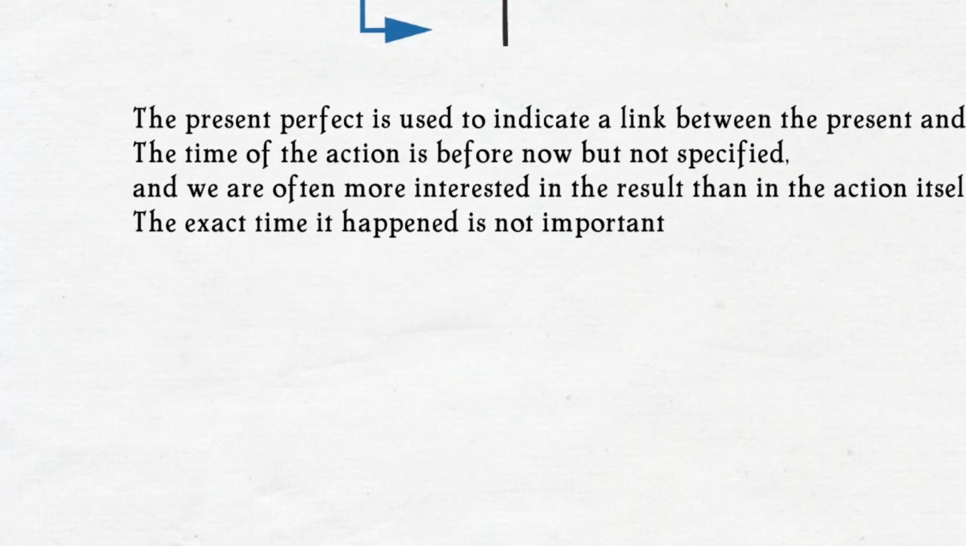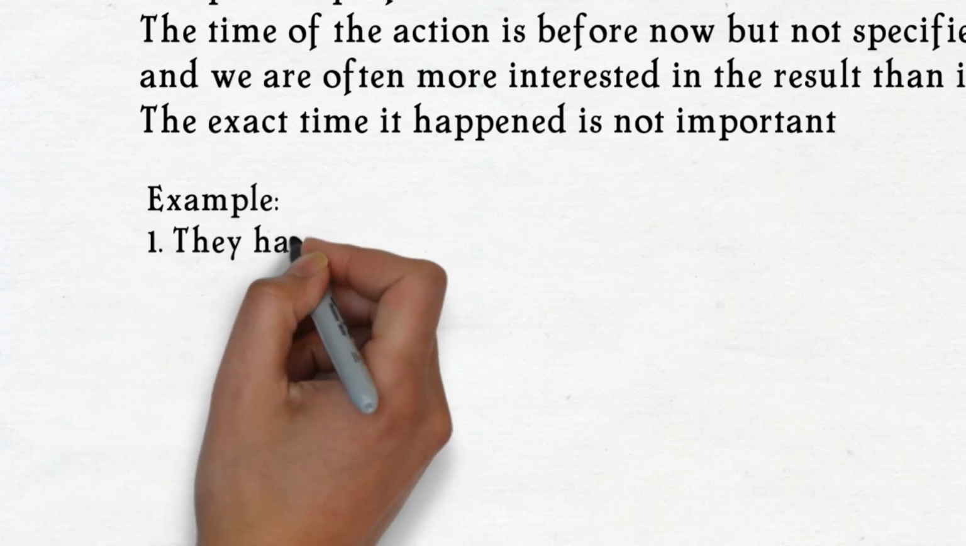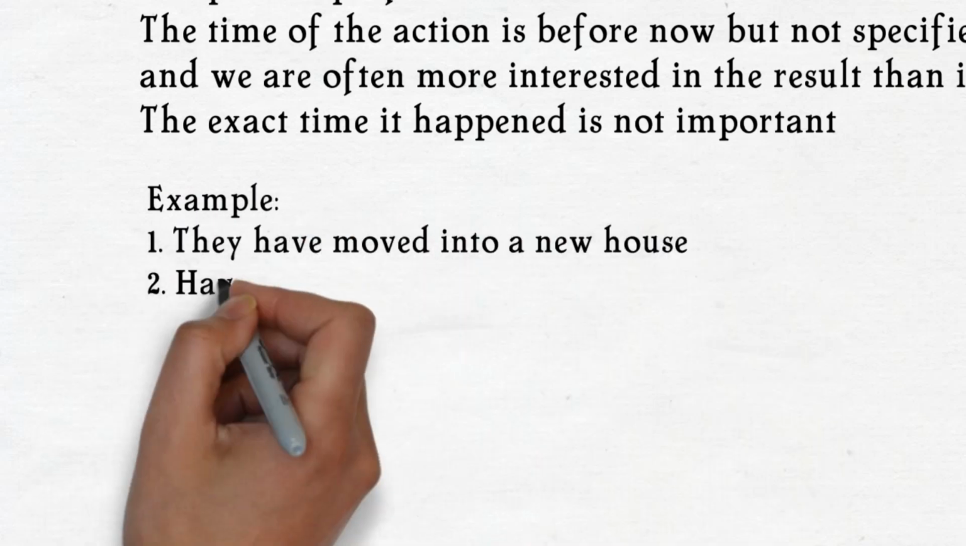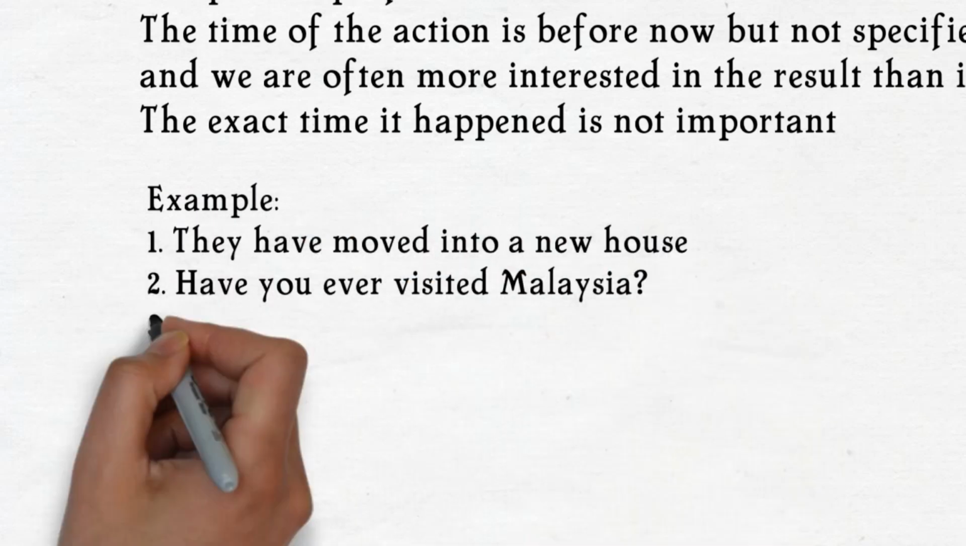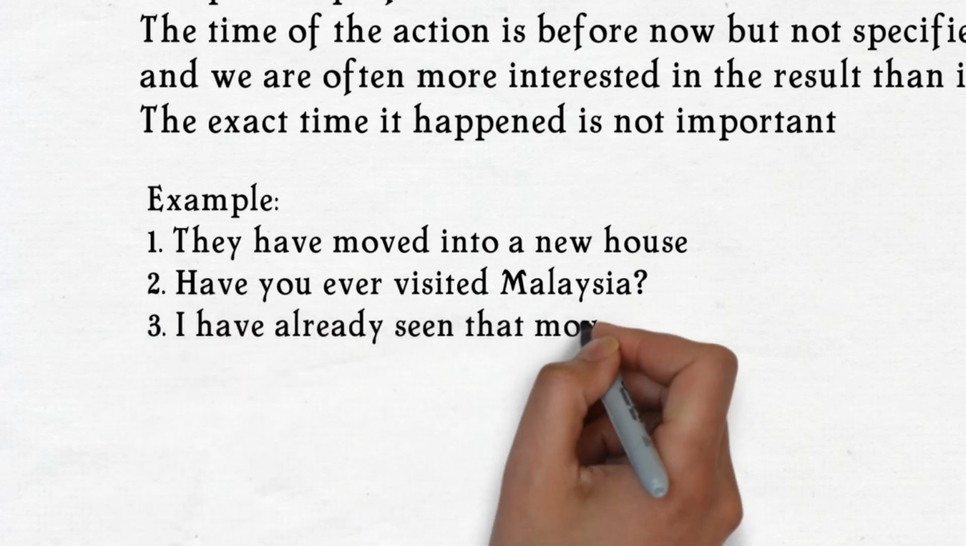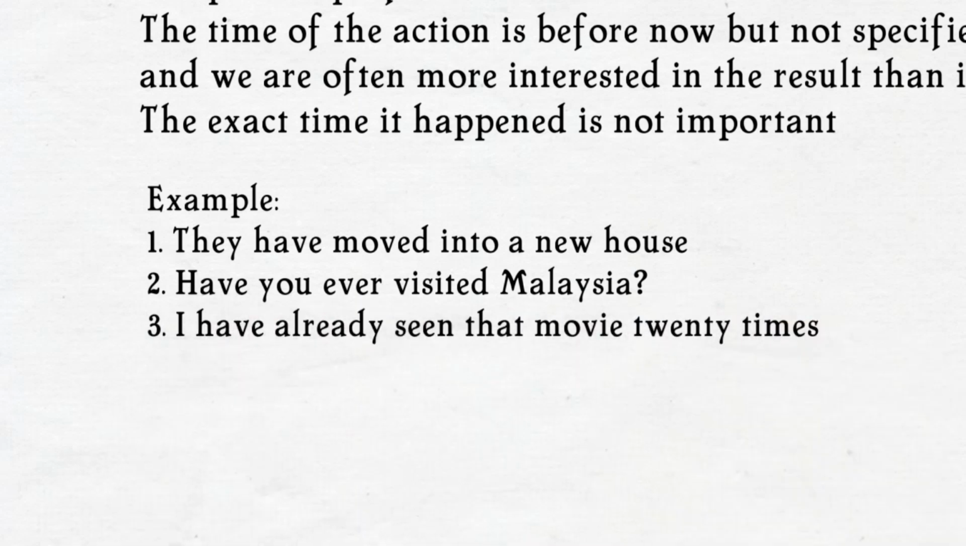So we begin with the examples. They have moved into a new house. Second, have you ever visited Malaysia? Third, I have already seen that movie 20 times. All of the examples have no specific time, but it happened in the past.